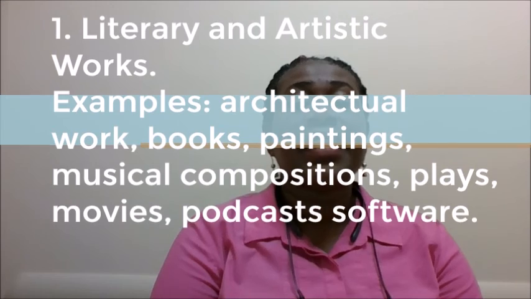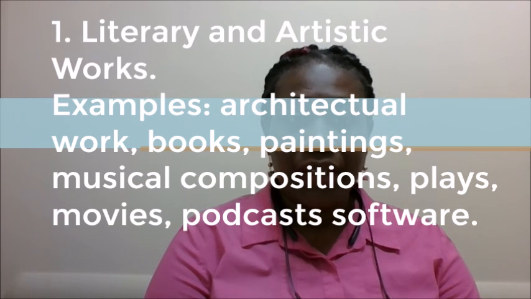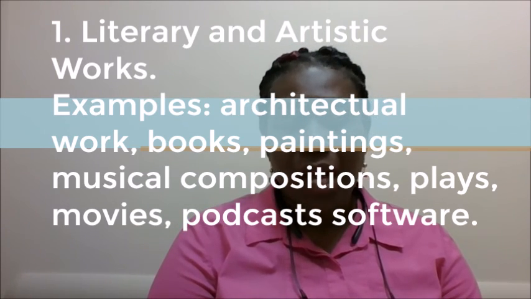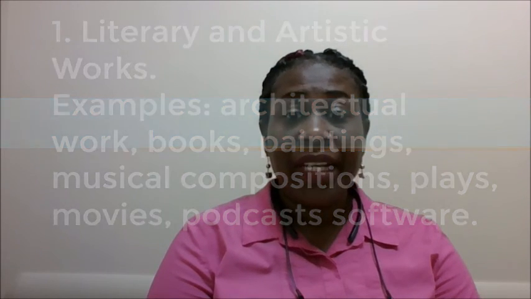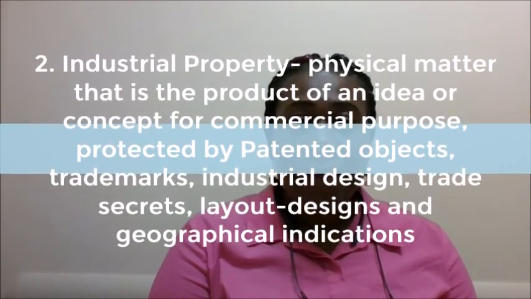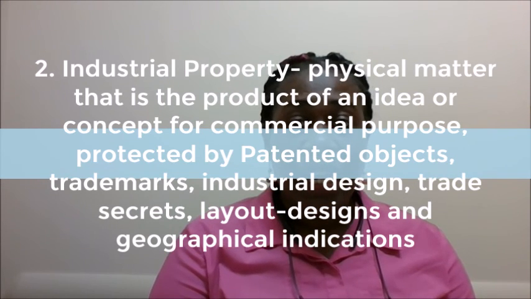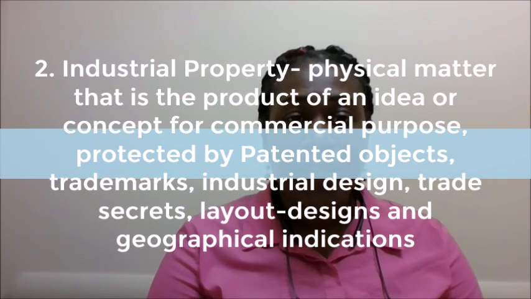There are 2 distinct forms of intellectual property law. 1. Literary and artistic works. These are all protected by copyright laws. Examples: architectural work, books, paintings, musical compositions, plays, movies, podcast software, artistic works, performances, radio and television, and online articles. And 2. Industrial property, which is physical matter that is the product of an idea or concept for commercial purpose, protected by patented objects, trademarks, industrial design, trade secrets, layout designs, and geographical indications.